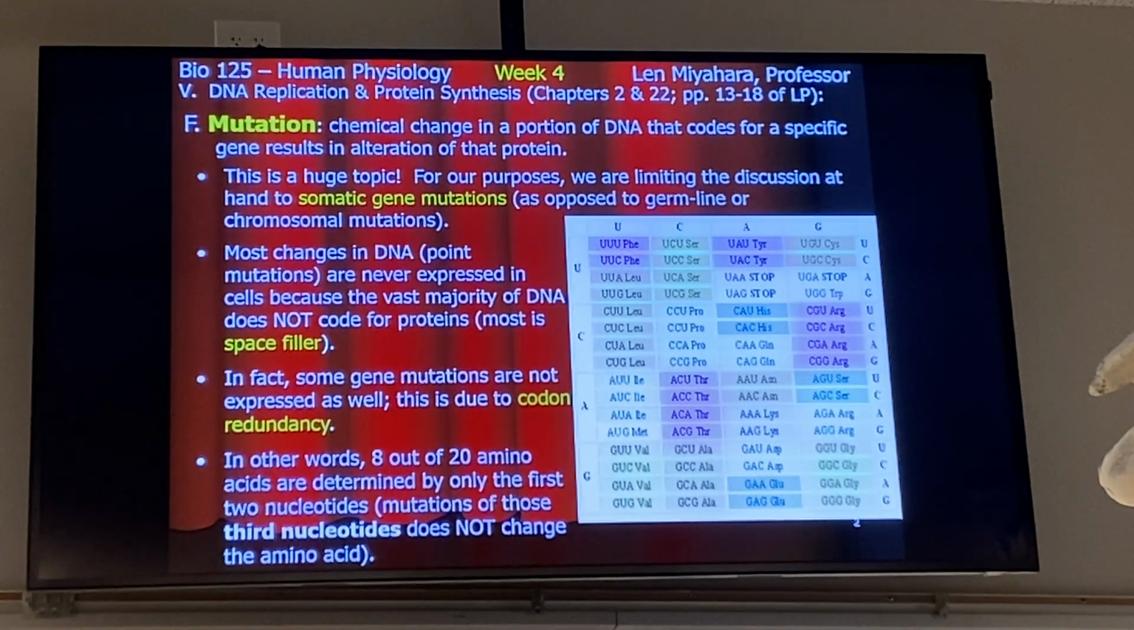So if you do get a point mutation in the third nucleotide, it may not change it. And if you look at the numbers here, it's 8 out of the 20. 8 out of the 20, you can change the third one, it won't matter. But the other 12, you change the third one, you're still going to change the protein because you're changing the amino acid. Everybody got it?